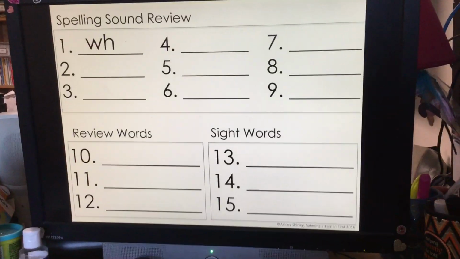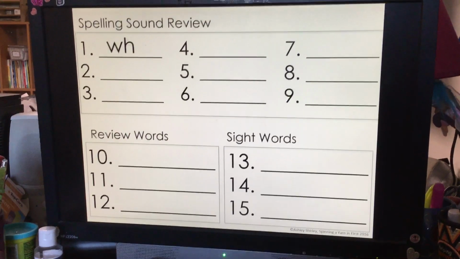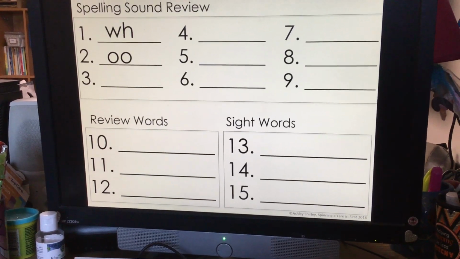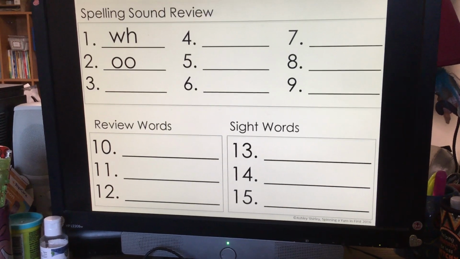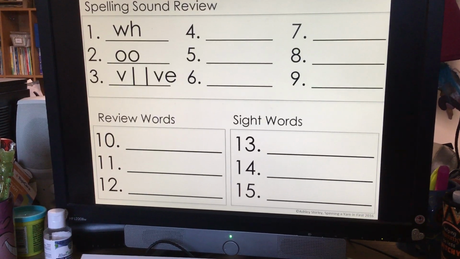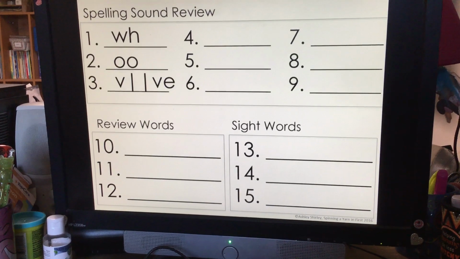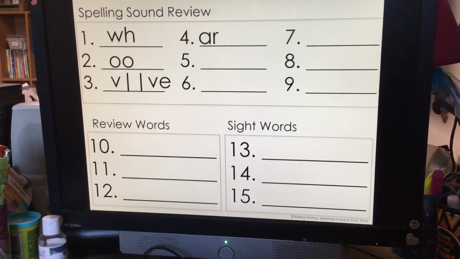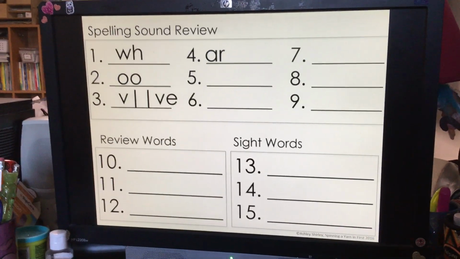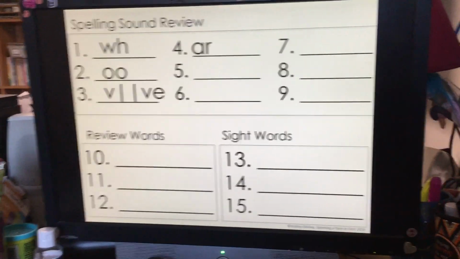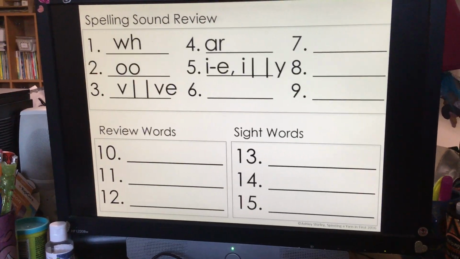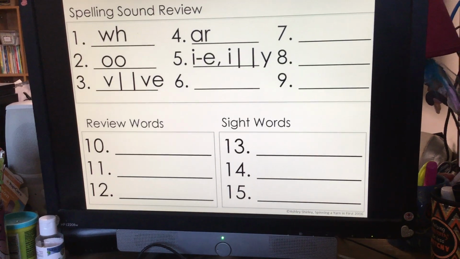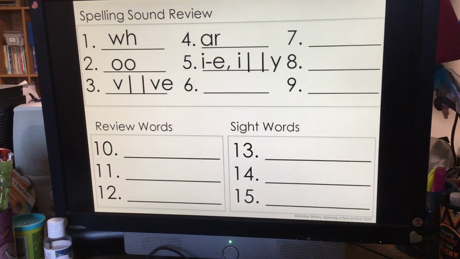WH. What sound does WH make? Whoa, very good. Digraph OO. V or V silent E. Combination AR makes the R sound. Excellent job. I. Long I, silent E, I, and sometimes what, boys and girls? Y.